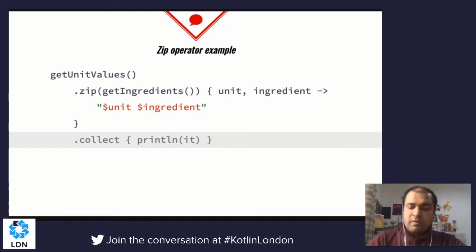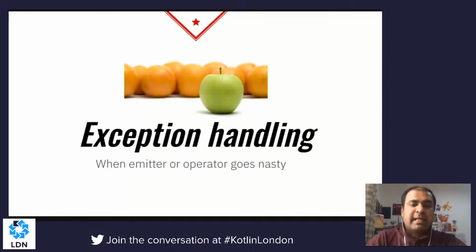Okay, so this was the introduction to the basic operators and how you can use flow. But these are all the best scenarios which we consider, and in this year 2020 we have learned enough lessons why we should plan for the worst. So let's see what flow has to offer when it comes to error or exception handling. So basically flow offers you a mechanism to handle your runtime exception problems when your emitter or collect or any other operator goes nasty. Let's see how it works.